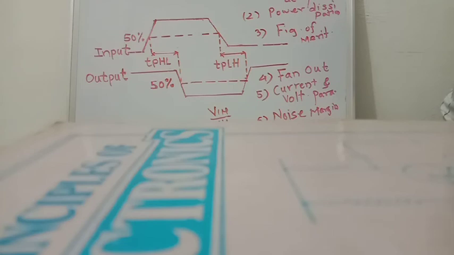Okay, so then we will study noise margin, the sixth characteristic. So what is noise margin? Stray electric field or magnetic field can induce unwanted voltage, which is called noise, on the connecting wire between the logic circuits.